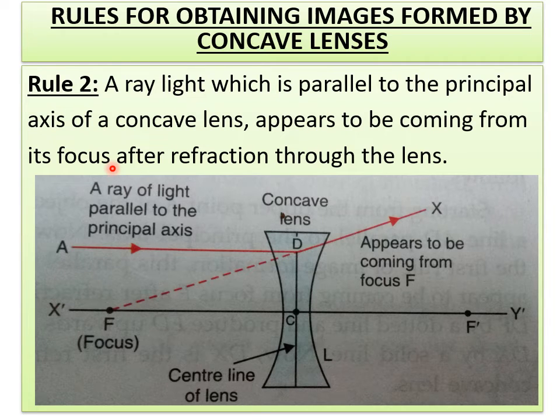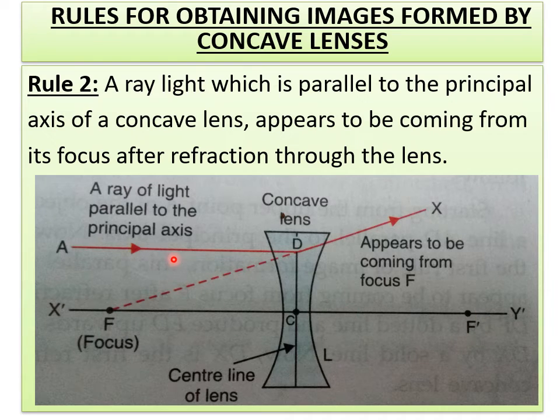Now rule 2. If you observe here, what is rule 2? A ray which is parallel to the principal axis of a concave lens appears to be coming from its focus after refraction through the lens. This is your diagram representation for a concave lens, and this is your optic center, children. Here this is your F1 and this will be your F2.